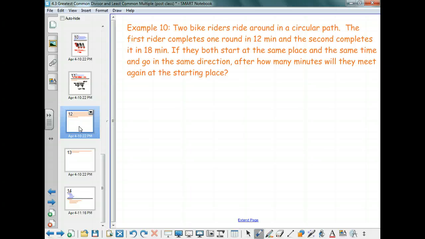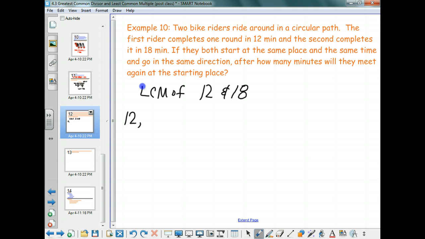What is this asking you for? This is the least common multiple, right? I want to find the least common multiple of what? 12 and 18. How do I do that? Well, you got lots of ways. How do you want to do it? You like the listing method, okay? So we're going to do the listing method for Brennan, and we'll just see how long it takes.